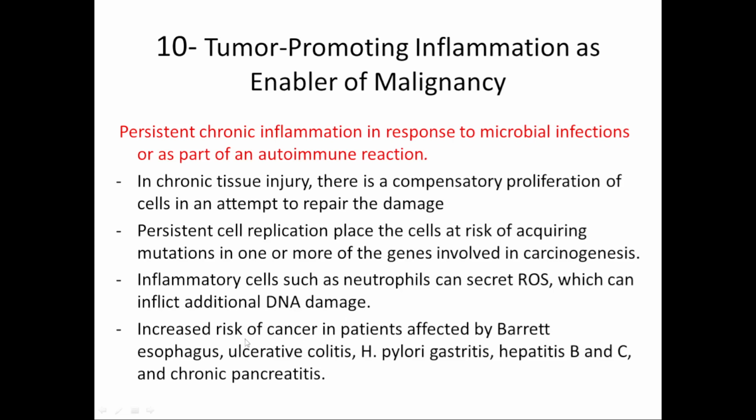Examples عليها مثلا increased risk of cancer in patients affected by Barrett's esophagus, ulcerative colitis، هذول رح ناخذهم كلهم بالGI chart، H. pylori gastritis, hepatitis B and C, and chronic pancreatitis. كل هذول are inflammatory conditions that predispose to development of cancer, different types of cancer.